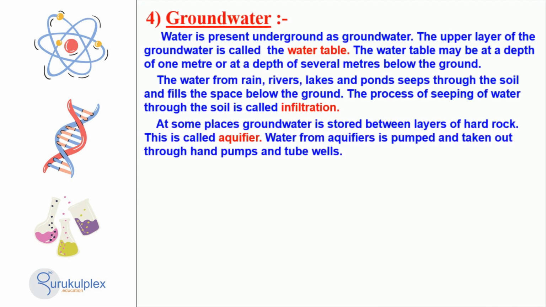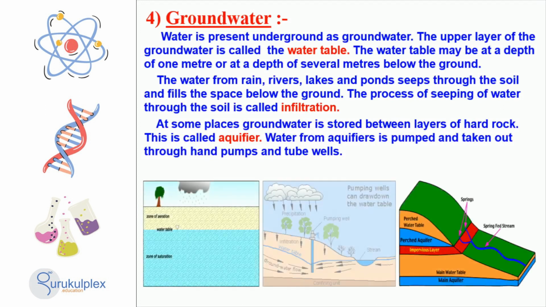Groundwater is one of the most important sources of water available to us. It is found in the spaces between soil particles and amongst rocks underground and is formed when rain, rivers, lakes and ponds seep through the soil and enter the ground. This process is called infiltration. In some places, water is stored between layers of hard rock in underground aquifers. This water can then be extracted with hand pumps, tube wells, and other means.